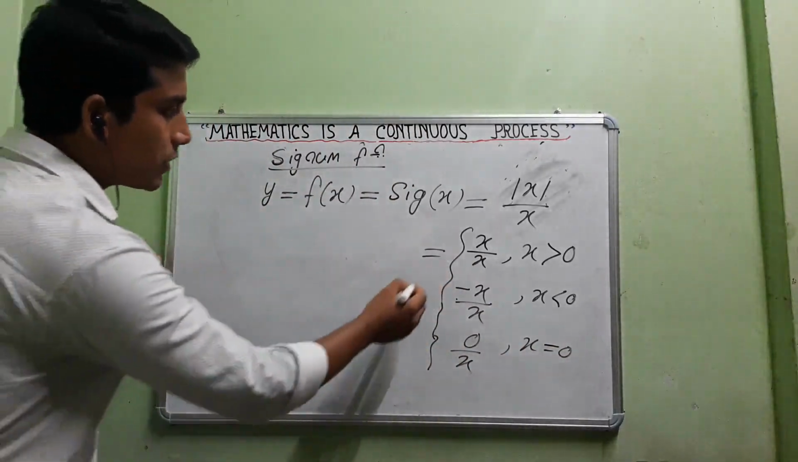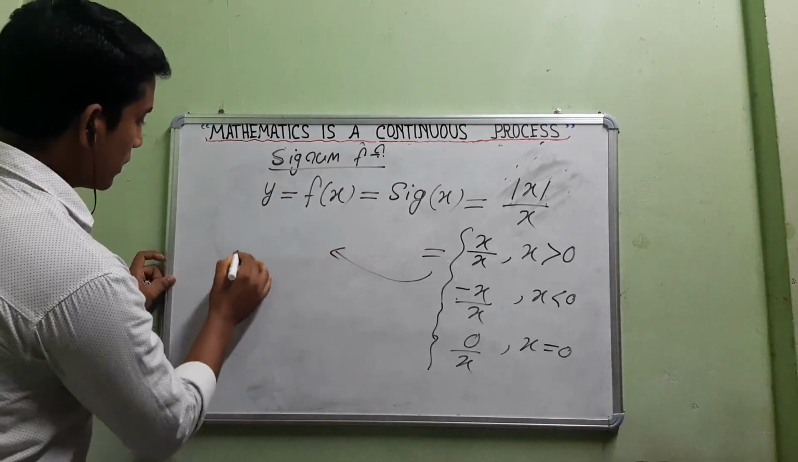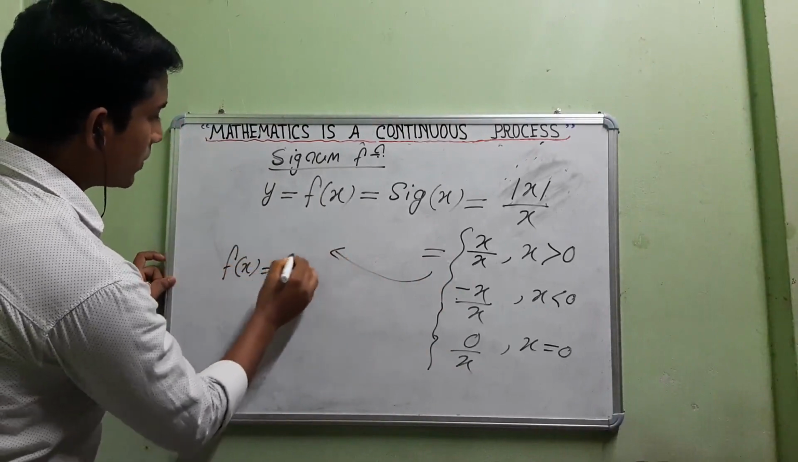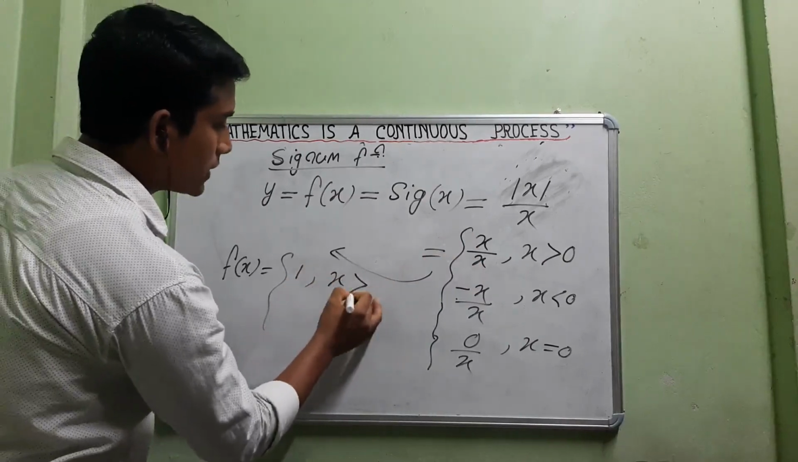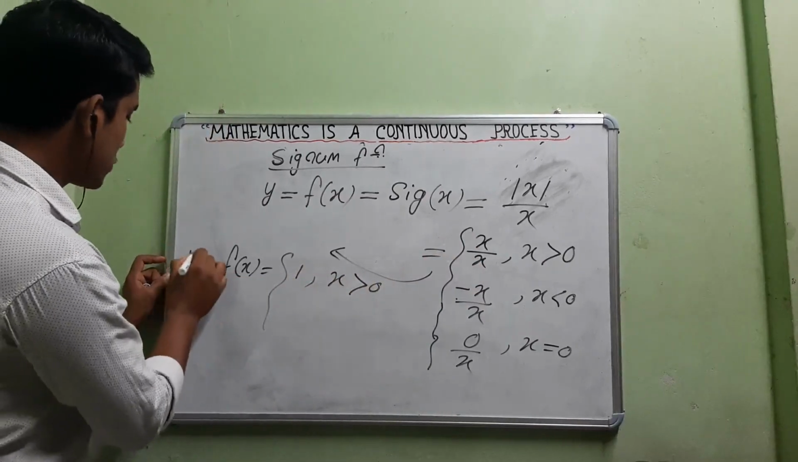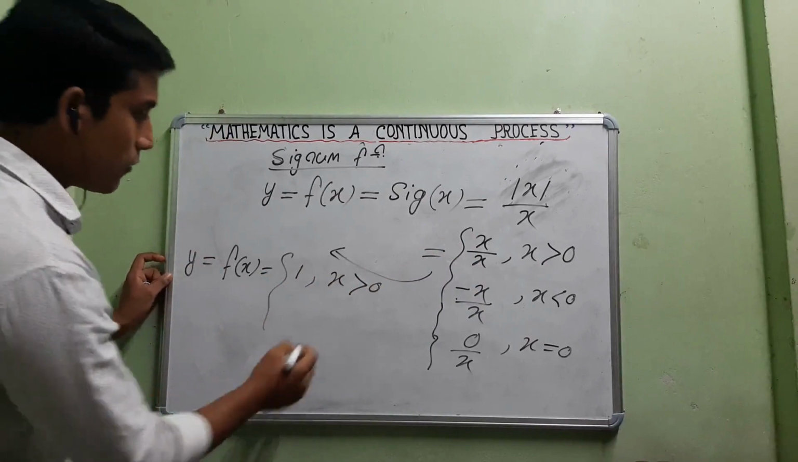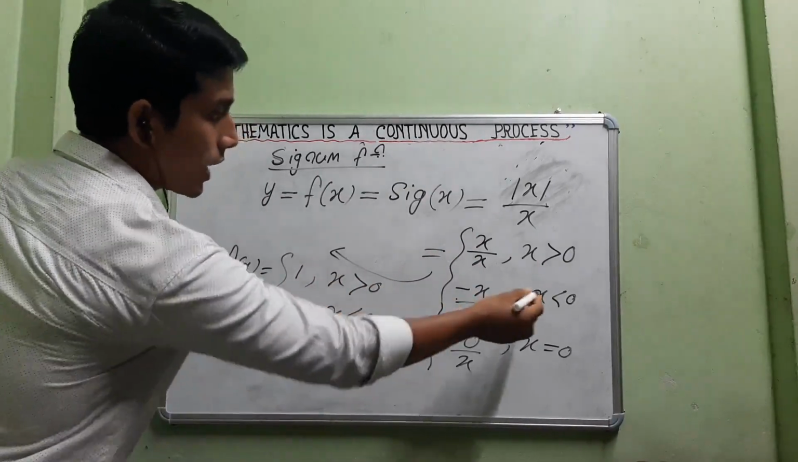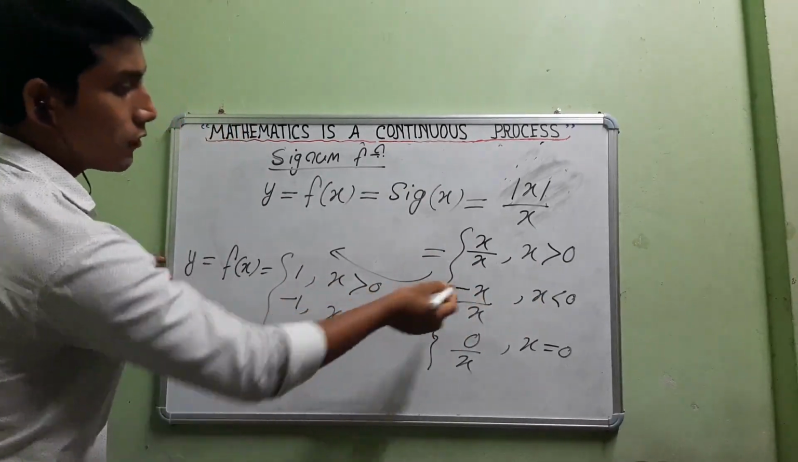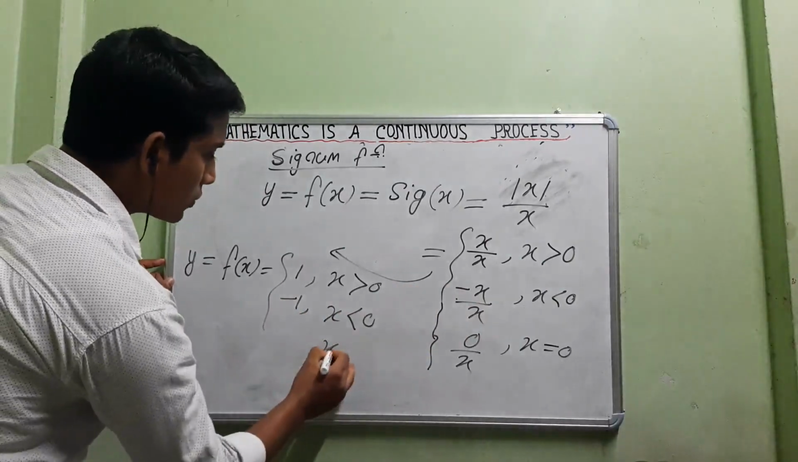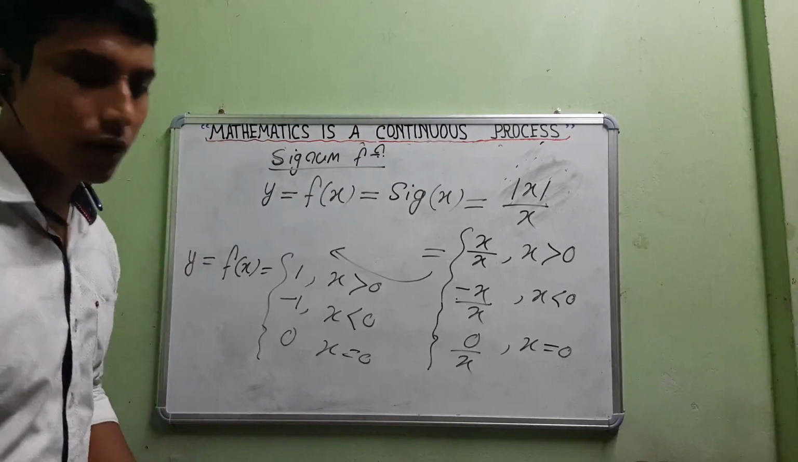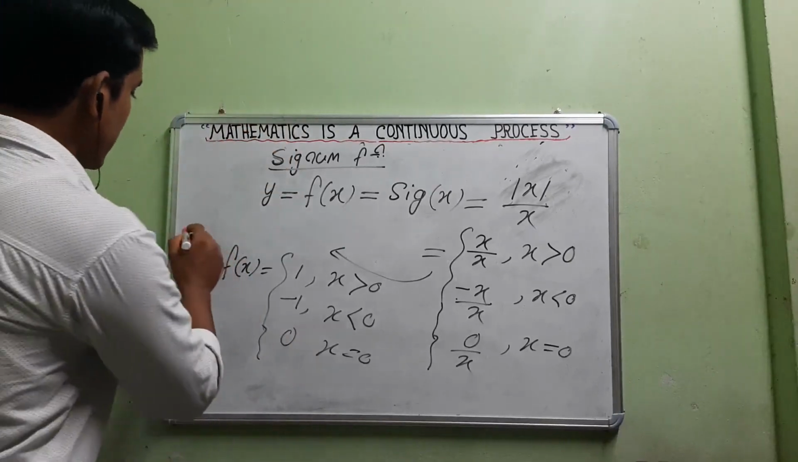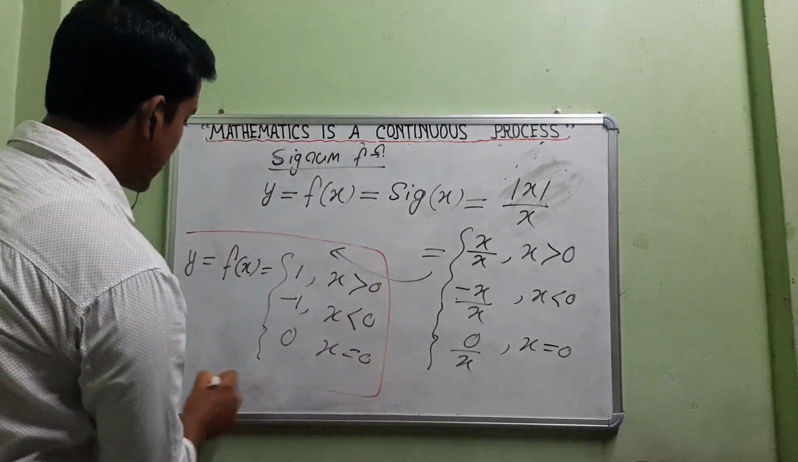Now if I rewrite the function, f(x) will be equal to what? x by x will be 1. That means for x greater than 0, y equal to f(x) will be 1. For x less than 0, it will be minus 1, from the calculation. And for x equal to 0, f(x) will be 0. So this is the definition of the signum function. Remember this.